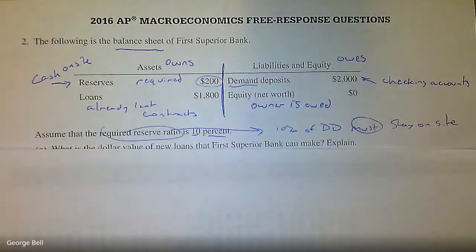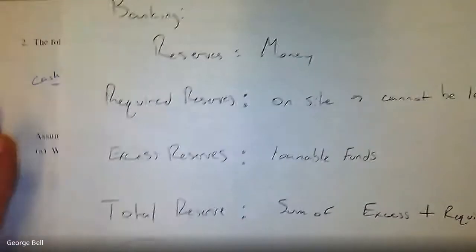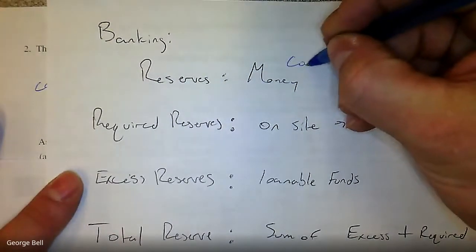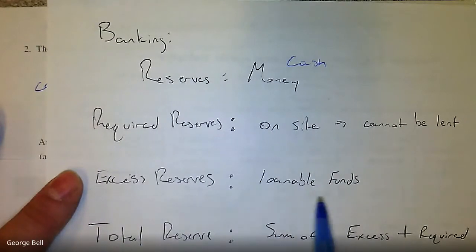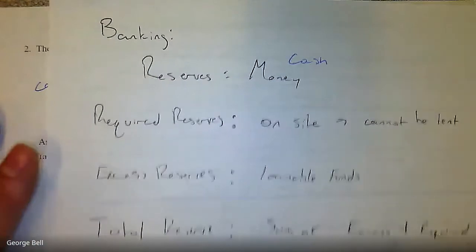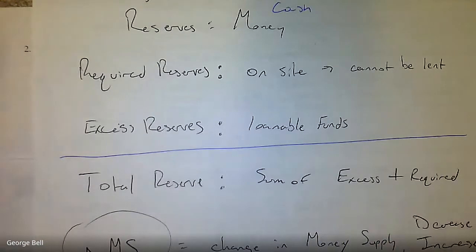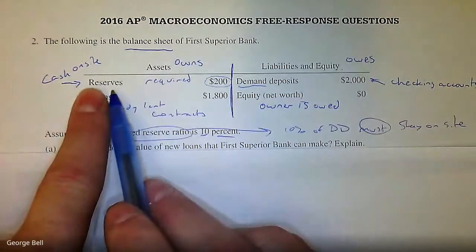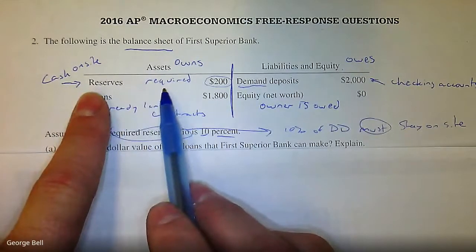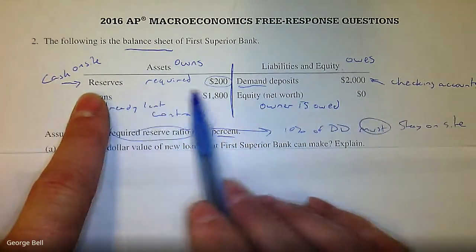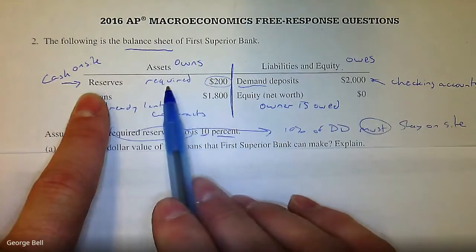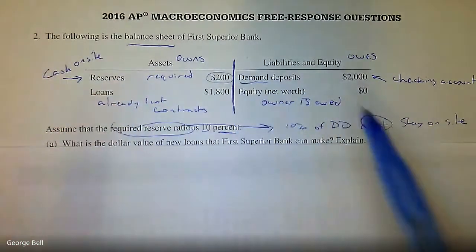That's just good information. Because remember, reserves are broken into two pieces. We have what are called excess reserves, and we have what are called required reserves. Banking gives us the idea of reserves, which is all their cash money on site. Required reserves is the money on site that cannot be lent. Excess reserves are the bank's loanable funds. And so collectively, total reserves in a bank are a sum of their excess and required. So they only said reserves here. That means that they're not breaking it down into excess or required. We just figured out that 10% of 2,000 is 200. That means that all of the money that they have on site is technically required reserves. That means this money cannot be lent. It must stay on site.